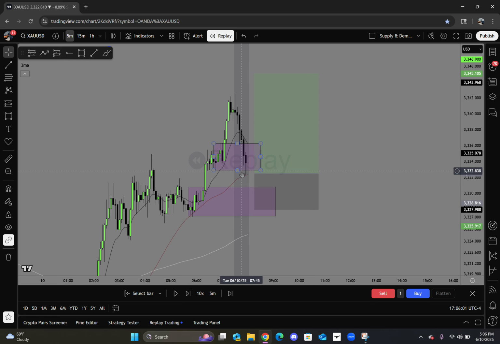Right here, price broke the zone, so this zone was already invalid. And even though price broke the candle high here, I didn't get in the trade because the zone was invalid, right? So I just continued waiting to see if price was gonna hit our next zone. And bam, that's what happened.